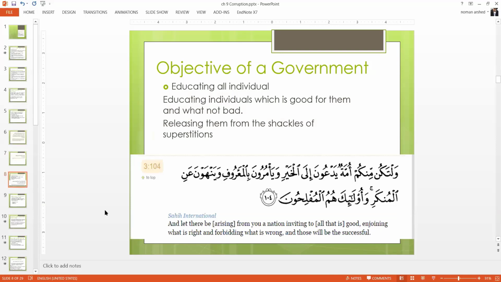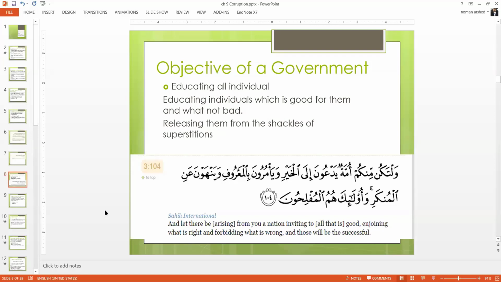So Quran Majid has talked about Amar bil Maruf and Nahi anil Munkar. It's a very common phrase. Amar bil Maruf means extend what is good, and Nahi anil Munkar means stop what is bad. So releasing them from the shackles of superstition.